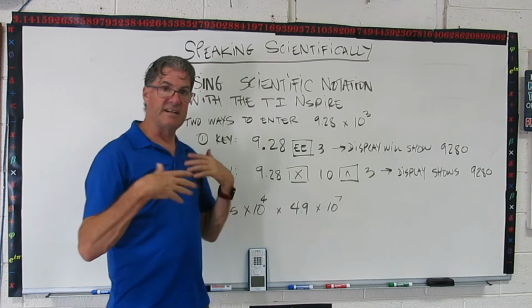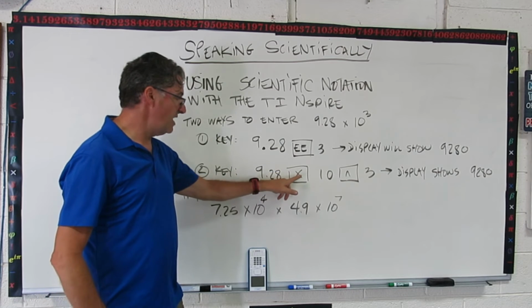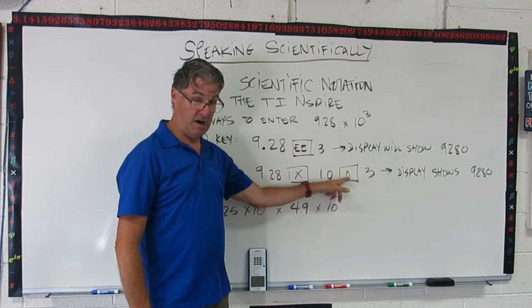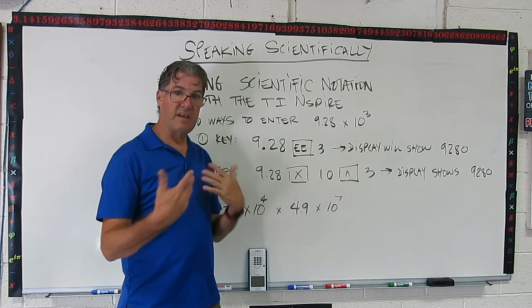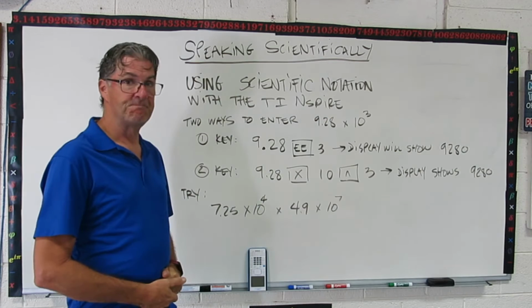So let's go over that again and talk about what we're doing. Pressing 9.28 times 10 to the caret 3. And the calculator, if you do that correctly, it's going to show 9280.